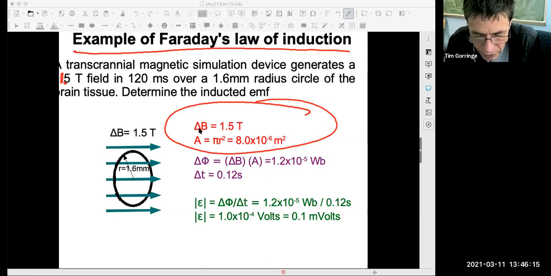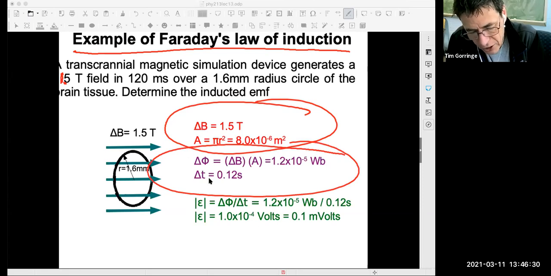The magnetic field change is 1.5 Teslas. The area of the 1.6 millimeter radius loop is 8 times 10 to the minus 6 square meters. That change in magnetic field creates a changing magnetic flux. The flux change is the change in field times the area. That comes out to be 1.2 times 10 to the minus 5 Webers. That change in flux happens in 120 milliseconds, 0.12 seconds.